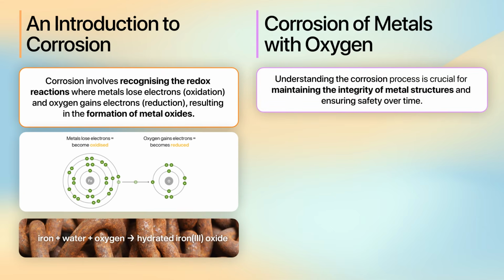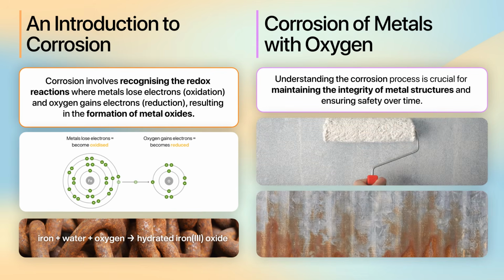Secondly, we also saw that understanding the corrosion process is crucial for maintaining the integrity of metal structures and ensuring safety over time. This knowledge highlights the importance of protective measures such as painting, galvanizing, and using corrosion-resistant materials, which will be explored in the following lesson.